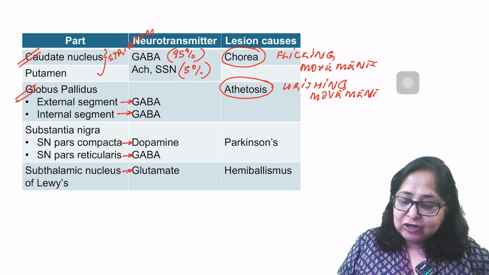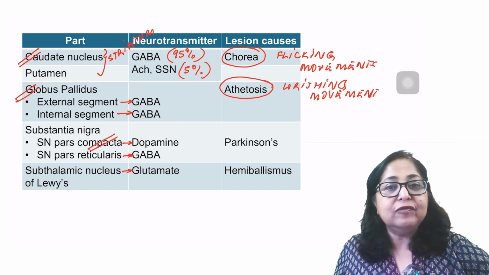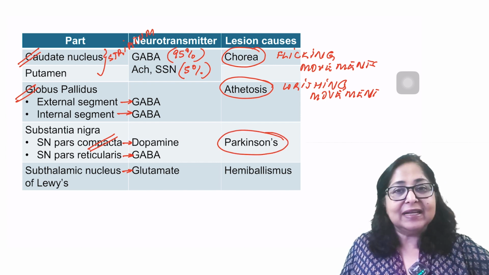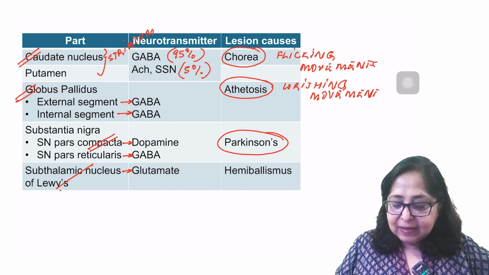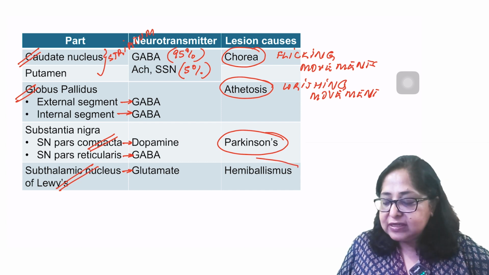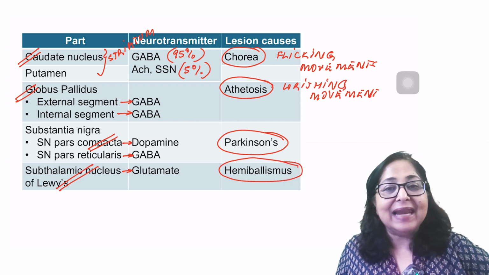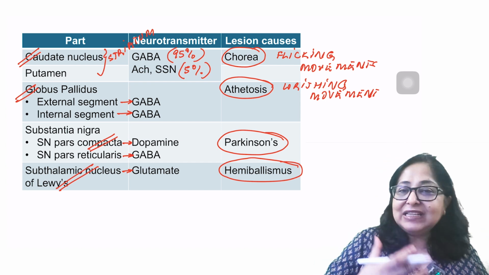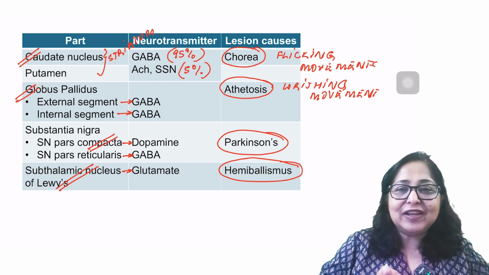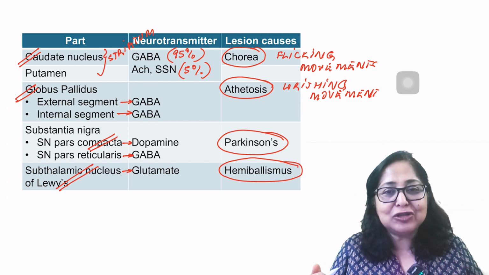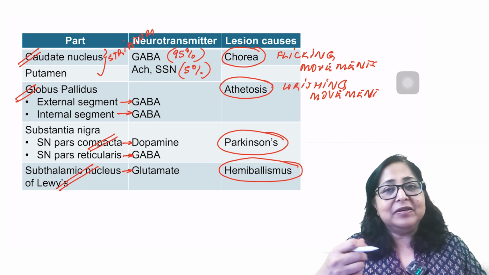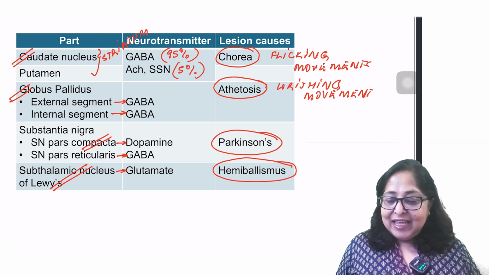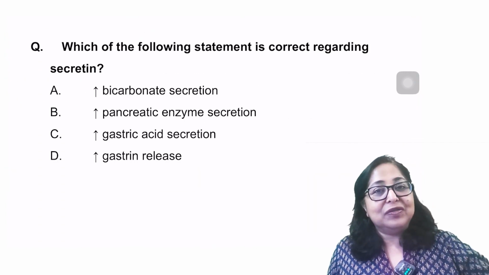A lesion of the substantia nigra, pars compacta, loss of dopaminergic neurons of pars compacta is responsible for Parkinson's. A lesion of the subthalamic nucleus of Luys causes hemiballismus. Of course, Parkinson's, we know the features of Parkinson's. There is bradykinesia, akinesia, shuffling gait, loss of facial expressions. There is tremor at rest, those pill rolling movements, etc. Let's go on to the next question.